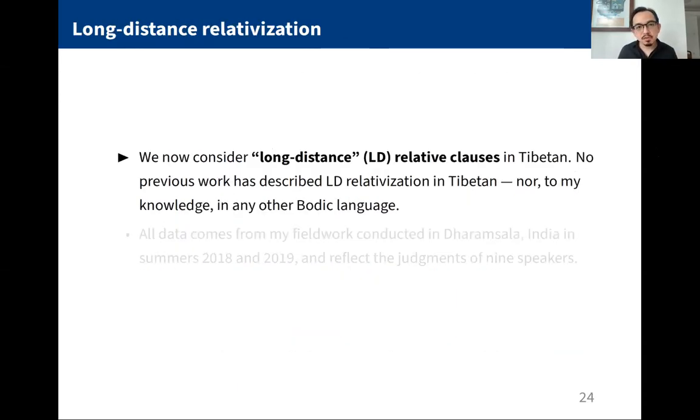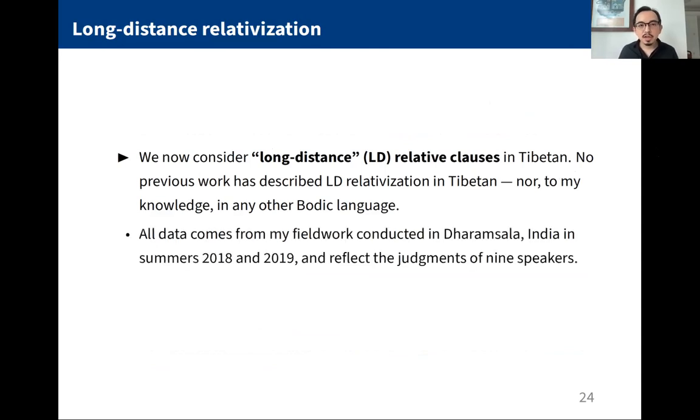But let's move first to the main event, which is the new data on long-distance relativization. To my knowledge, no previous work has described long-distance relativization in Tibetan, nor in any other Bodic language. All of the data here comes from my own fieldwork conducted in Dharamsala, India, in two previous summers, and they reflect the consistent judgments of nine speakers.